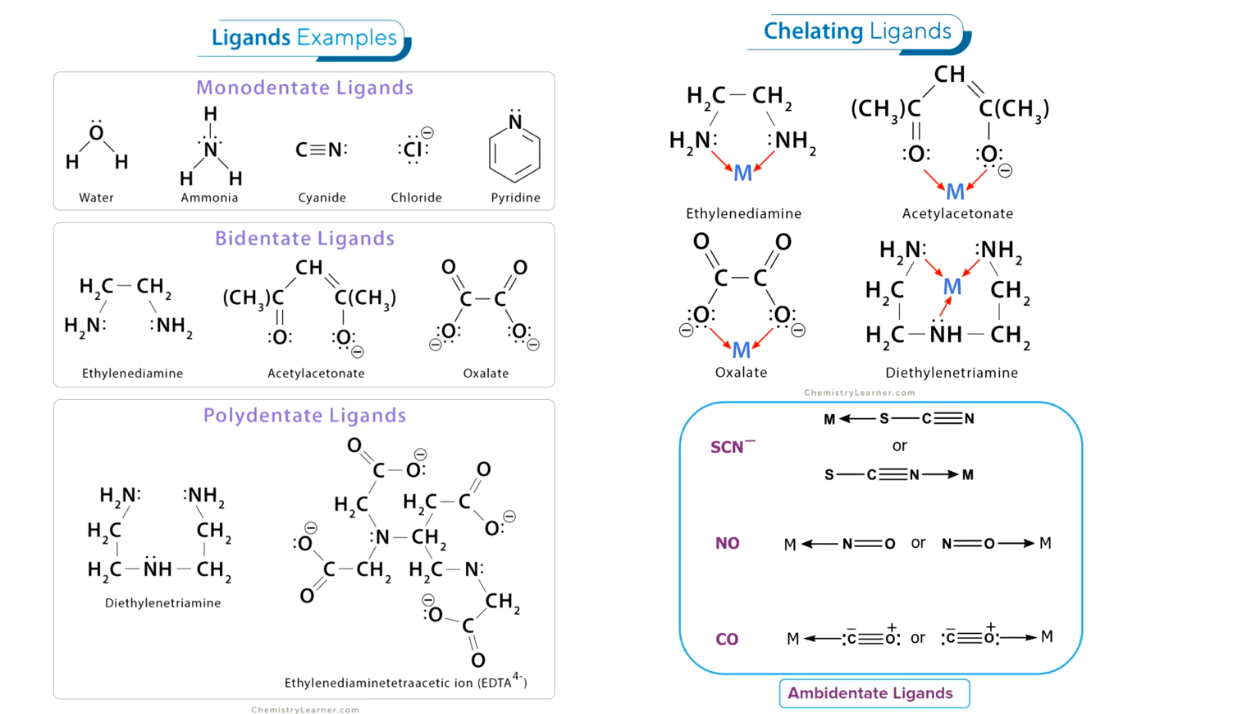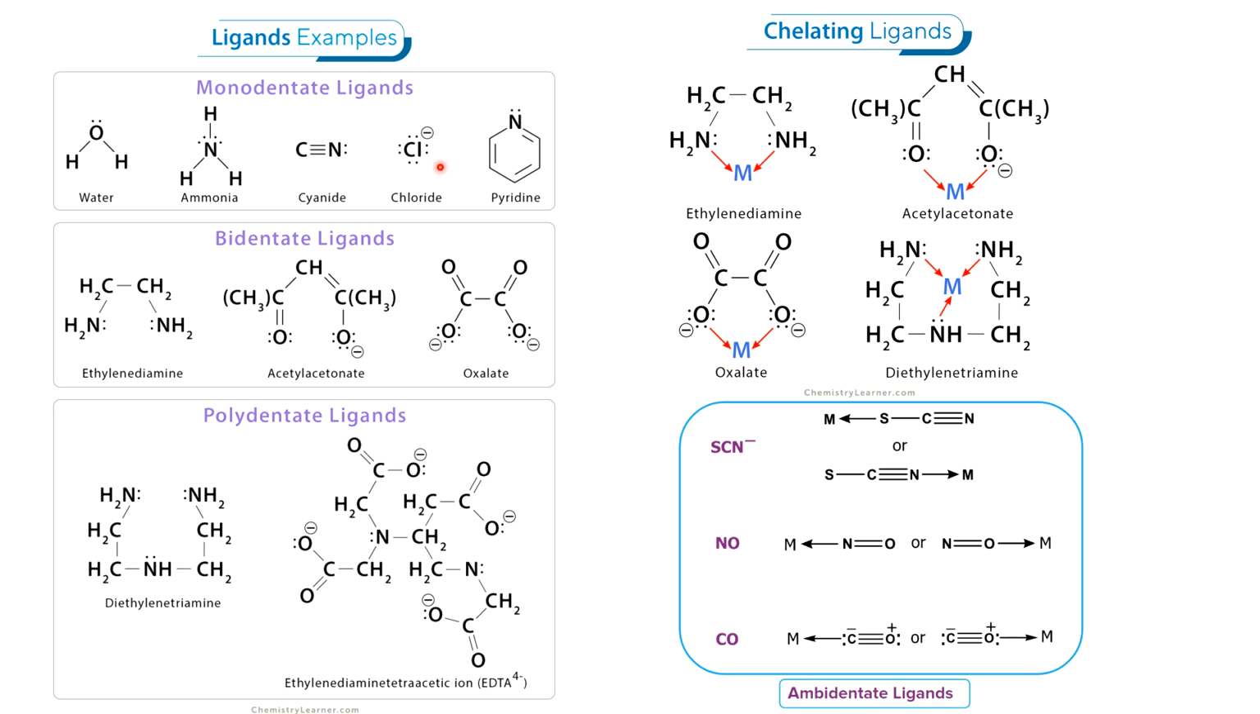Before going into isomerism, let's get some knowledge on the different types of ligands associated with coordination complexes. Ligands can be divided into monodentate ligands, bidentate ligands, polydentate ligands, sometimes called chelating ligands, and ambidentate ligands. What are the differences between these ligands? A ligand should have a pair of electrons which it can donate to the metal atom and make a coordinate bond with the metal.